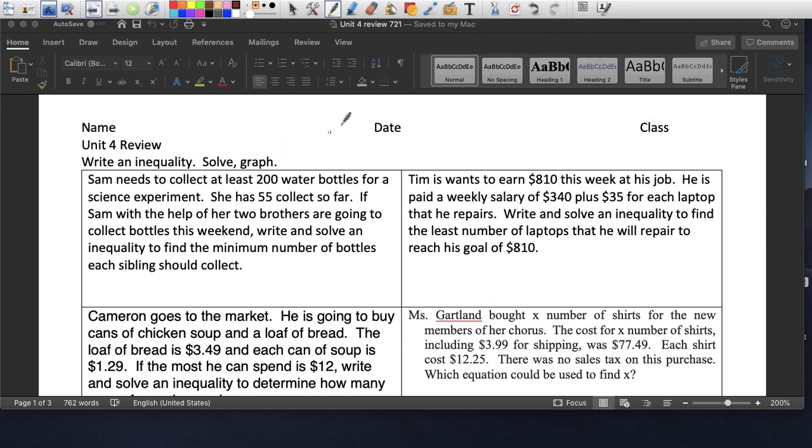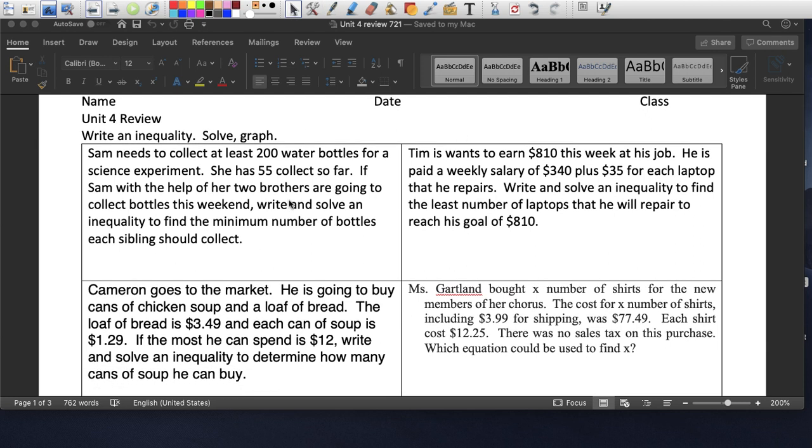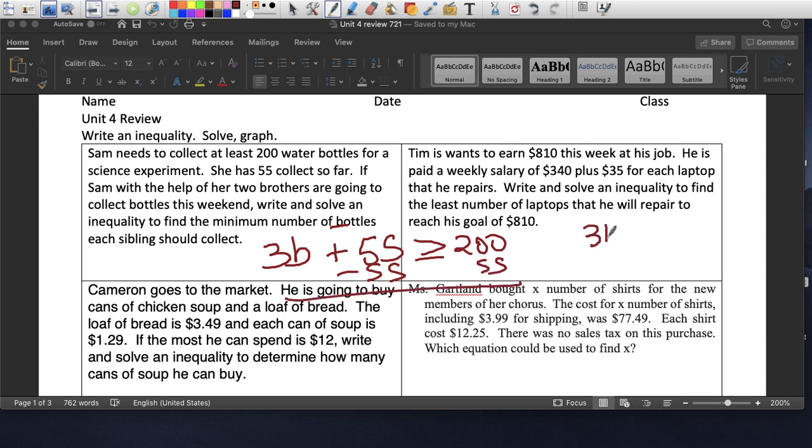Okay. Sam needs to collect 200 water bottles for a science experiment. She has collected 65 so far. This is an inequality. If Sam, with the help of her 2 brothers, is going to collect this week, write and solve an inequality to find the minimum number of bottles that each sibling has to collect. So I know that at least 200 means that we want to collect 200 or more. We have 65 so far, and the number of bottles. So who's collecting the bottles? The 3 siblings. So that's my inequality. Minus 65, and I'm going to get 3b has to be greater or equal to 145, I believe. Divide by 3, and b is going to be greater or equal to, I have no idea, 145 divided by 3.